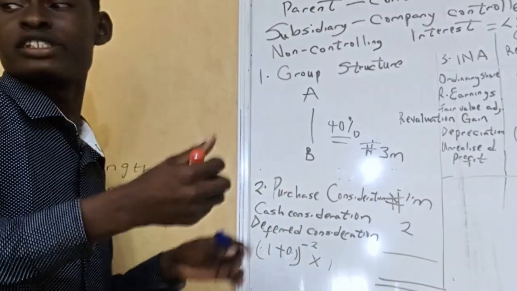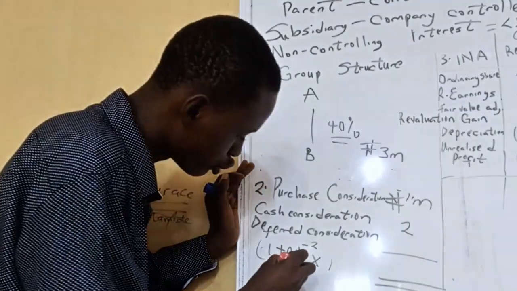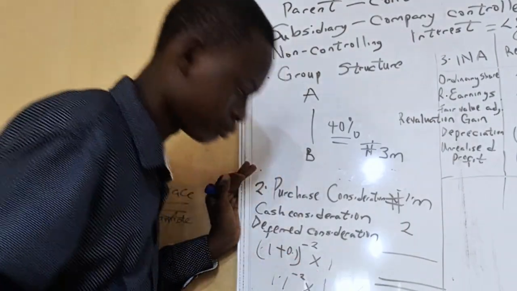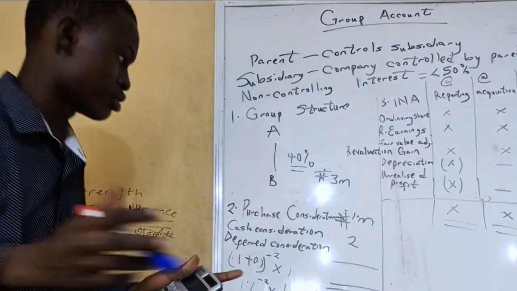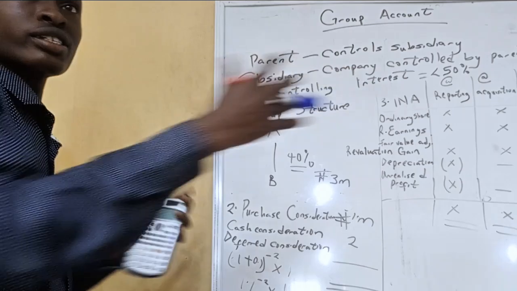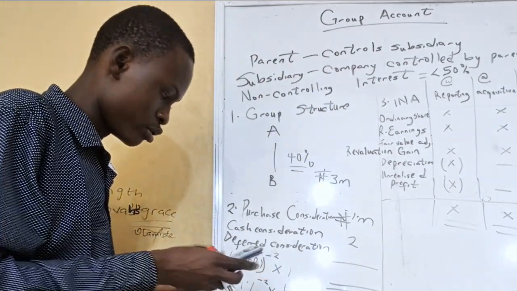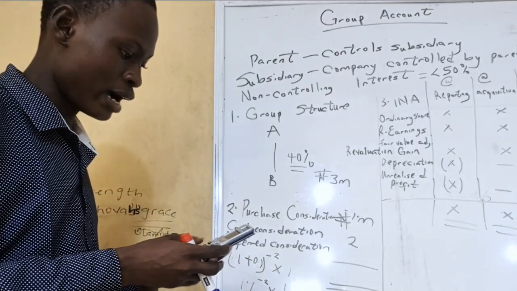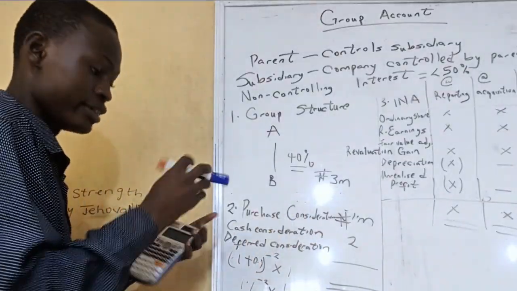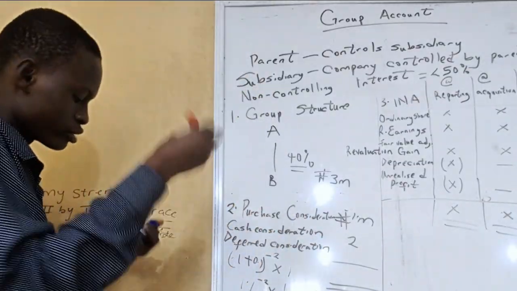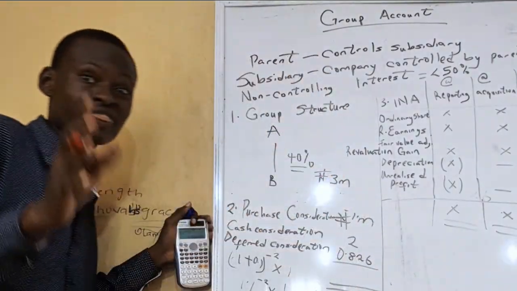But once you multiply, this would be 1.1 raised to the power minus 2 times 1. So let me get my calculator. I'm so sorry if you can't actually see this, the board isn't spacious enough. So 1.1 raised to the power minus 2 multiplied by 1 gives 0.826. Remember, this is in the nearest million, so it's like 826,000. So let's just use 0.826. That would be our deferred consideration.